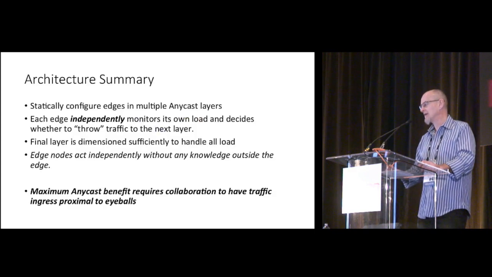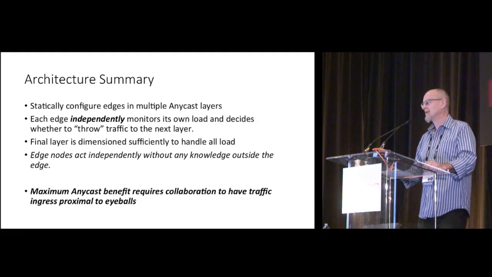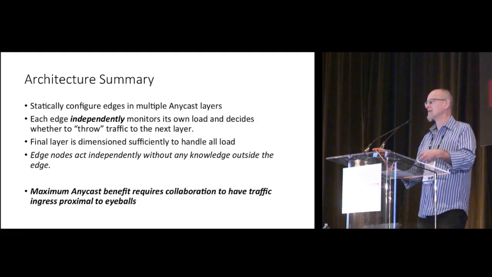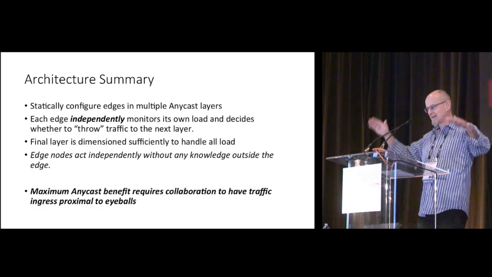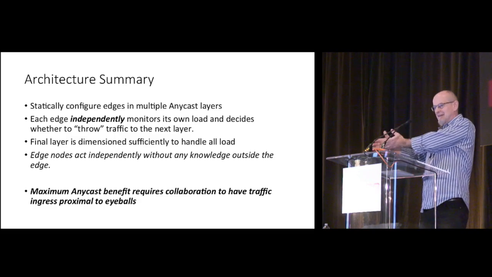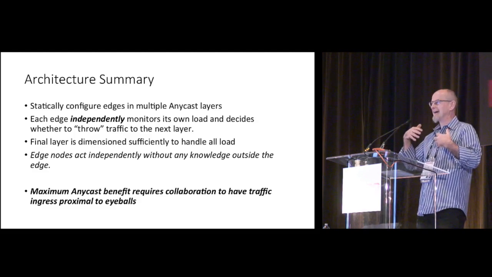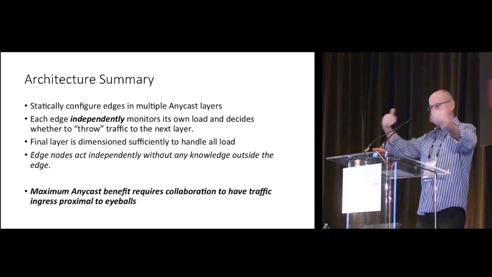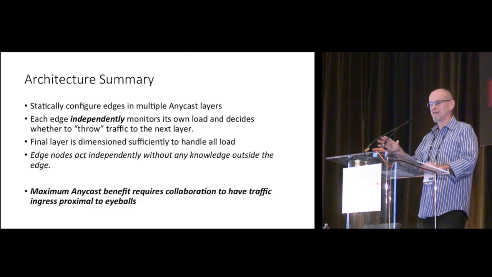So in summary, we statically configured the edges into multiple Anycast layers, Anycast rings we call them. Each edge independently monitors its load, and if it gets too busy, it just, for some percentage, says, hey, guy behind me, you deal with it. We didn't want to shed across the same layer because you can get into oscillation there: that one node gives up traffic to the guy next to him, that edge then has too much traffic, gives it away, and it might come right back to you. So we just go straight up the chain of size, and in our world that's back towards the center of the network. And the final layer, we assume, is dimensioned sufficiently to handle all load.